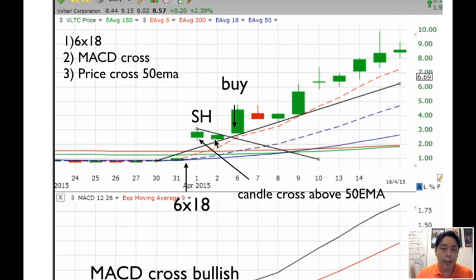Can we take the trade? Yes, we can. So once again, buy order. This is a very low price stock, so buy order 1 cent above the high of this candle. Stop loss 1 cent below the low of this candle. Next day, price exceeds the high, gets triggered, all the way up. Beautiful setup.